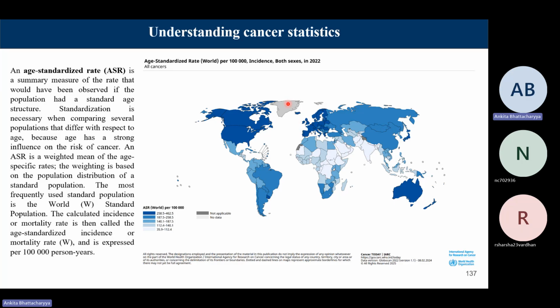You will see that there are certain countries for which no data is available. Even in India, you can see that some portion, particularly towards the north, towards Jammu and Kashmir, you can see that in a lot of places data is not available or is not accessible.